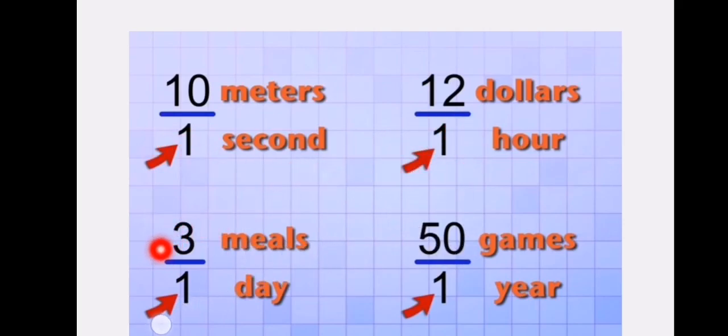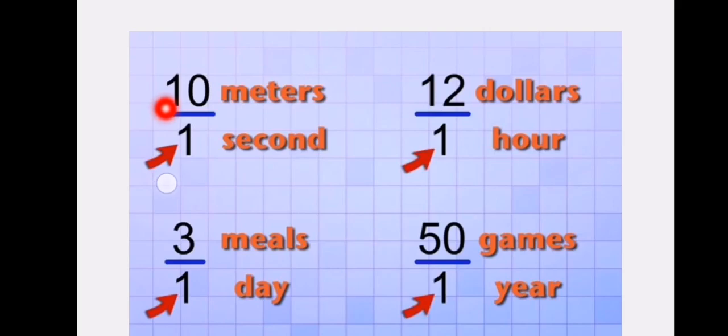What does that mean? If the second number is 1 in your rate, in this case I will call it a unit rate. So what is the meaning of unit rate? The unit rate means I'm comparing two numbers. The second always will be 1. So compare a number to 1.